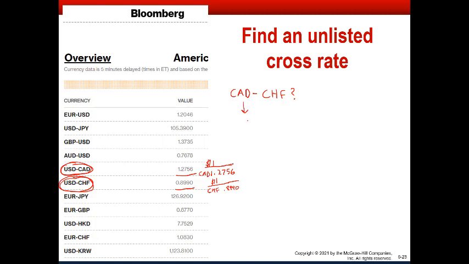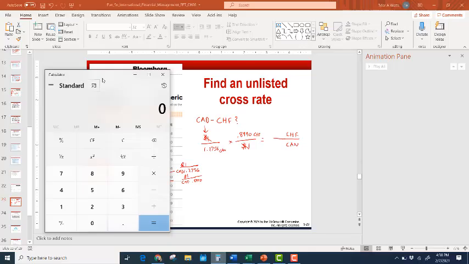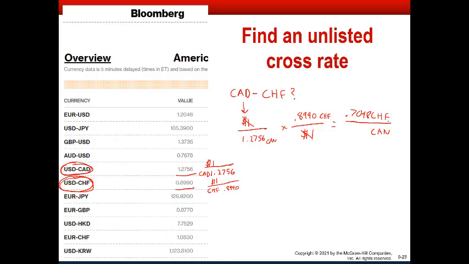So here's what that's going to look like. I'm going to have $1 to 1.2756 Canada like that. And then I'm going to invert the $1 to Swiss francs, because you'll see how this works out. I want the US dollars part to cancel out. So I'll put 0.8990 CHF here per $1. So I'm just using these ratios, and then I'm canceling out the dollars. So to get Swiss francs per one Canadian dollar, that's going to look like this, 0.8990 divided by 1.2756. 0.7048. So 0.7 Swiss francs per Canadian dollar.